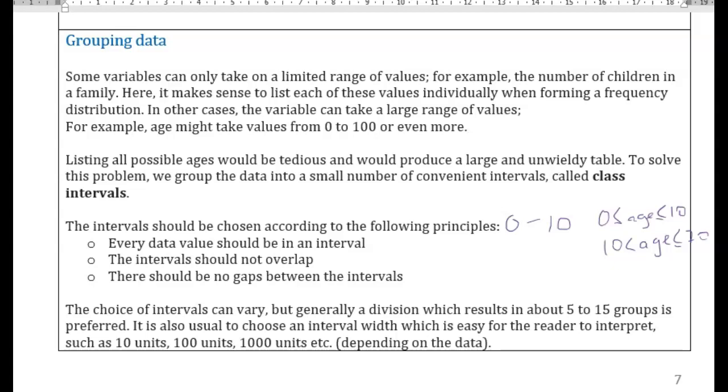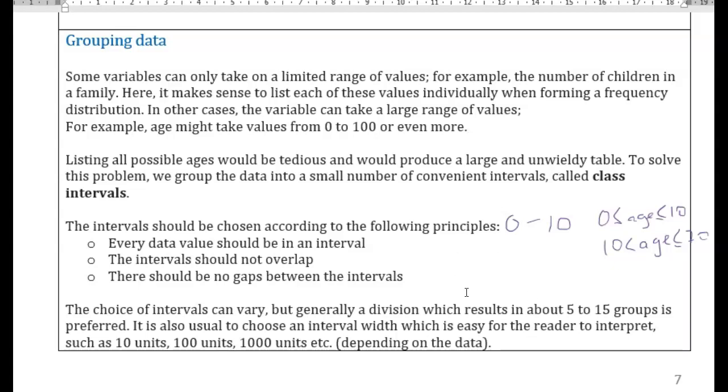There should be no gaps between the intervals. That's kind of the same as every data value should be in an interval. But also you might have an interval where there are no values. So just make sure if you have intervals, you also include them because they're important. Saying that there's no one in an interval is just as important as saying that there are people in an interval. So the choice of intervals can vary, but generally a division which results in about 5 to 15 groups is preferred. It is also usual to choose an interval width which is easy for the reader to interpret, such as 10, 100, 1000, etc.